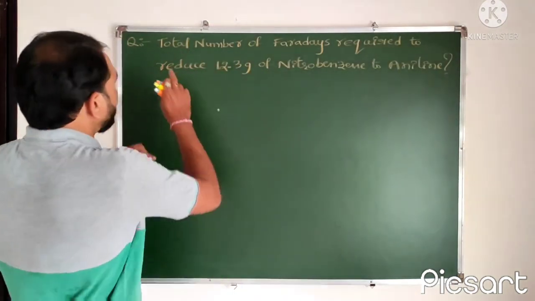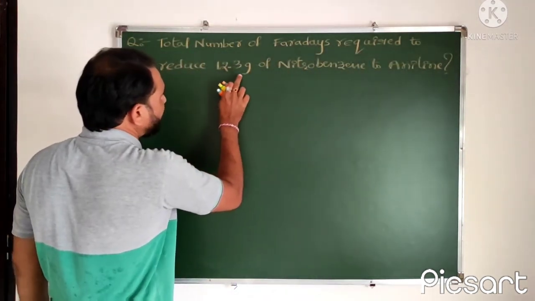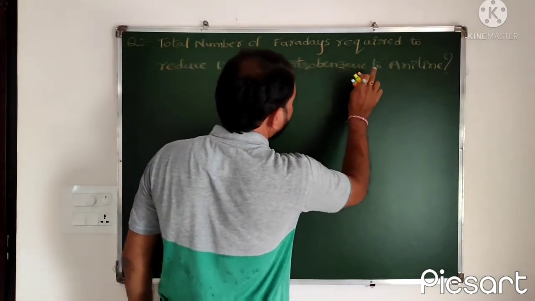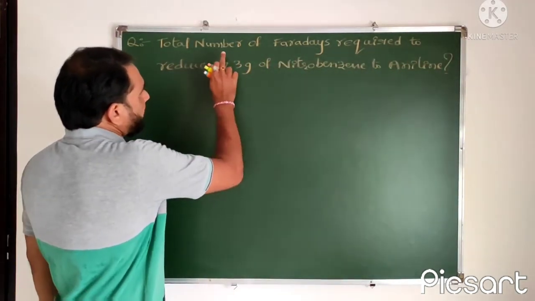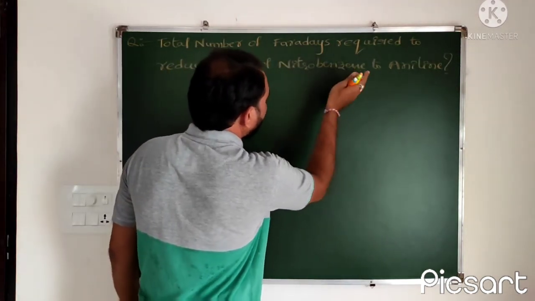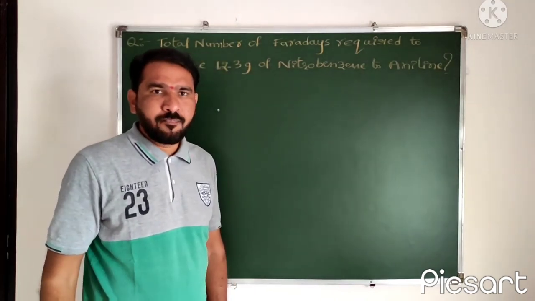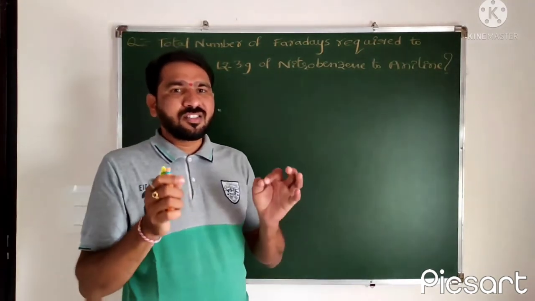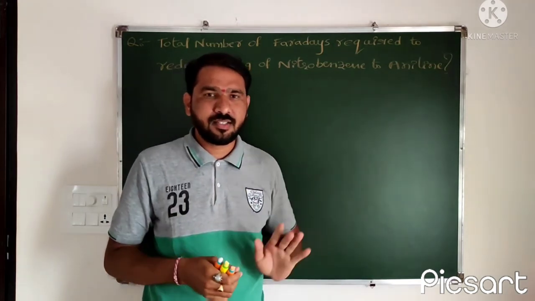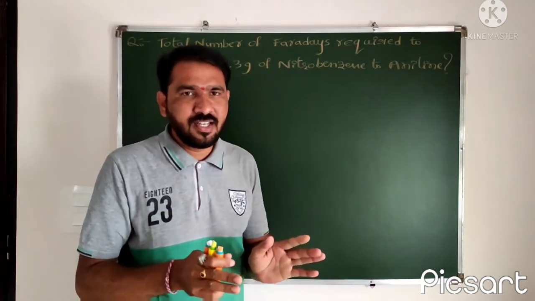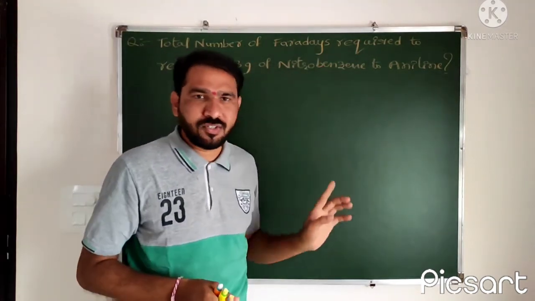Okay, then coming to the question. The question is: total number of Faradays required to reduce 12.3 grams of nitrobenzene to aniline. To get the total number of Faradays in the conversion of nitrobenzene to aniline by reduction, we need to know the oxidation state of nitrogen in both reactant and product. Let me discuss that first. Later we will discuss the number of Faradays required in the conversion.